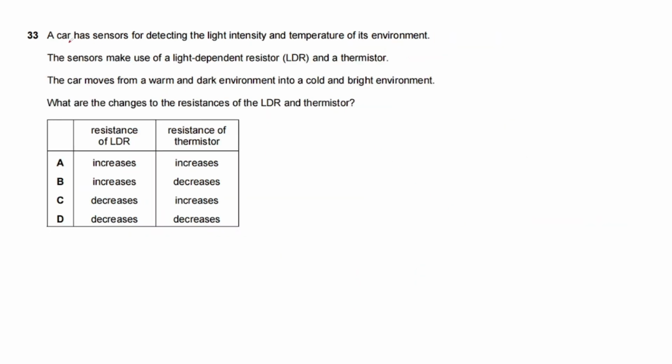Question number 33. A car has sensors for detecting the light intensity and temperature of its environment. The sensors make use of a light-dependent resistor (LDR) and a thermistor. The car moves from a warm, dark environment into a cold and bright environment. What are the changes to the resistance of the LDR and the thermistor? The resistance of the LDR varies with the light intensity.